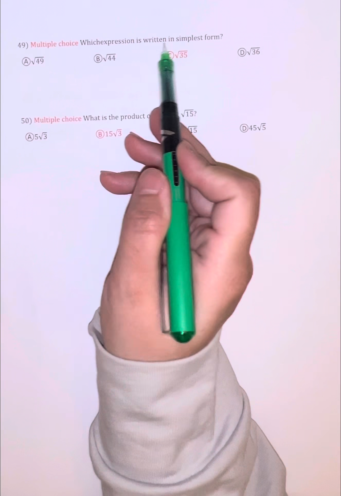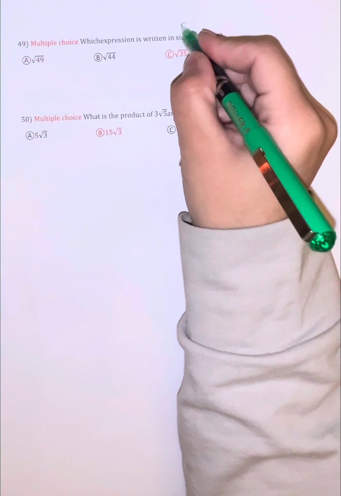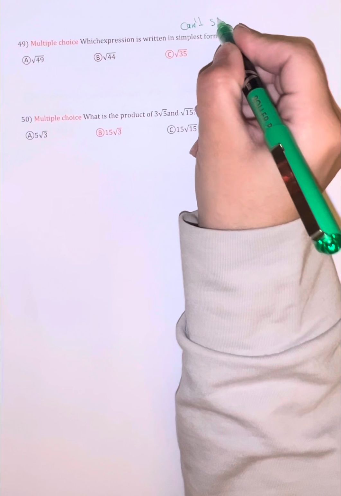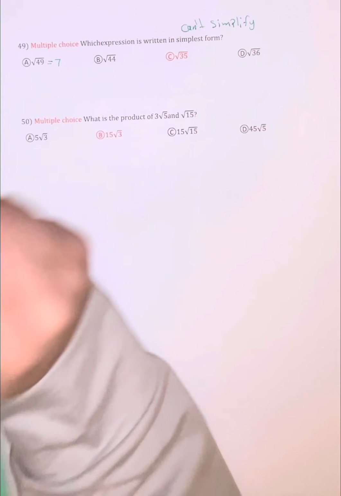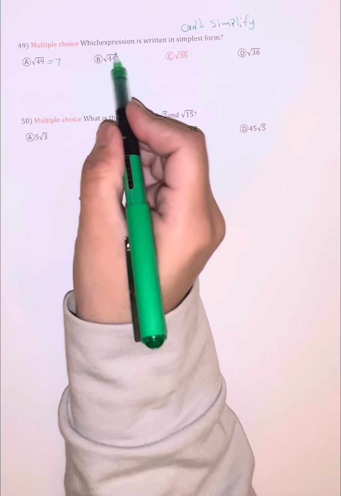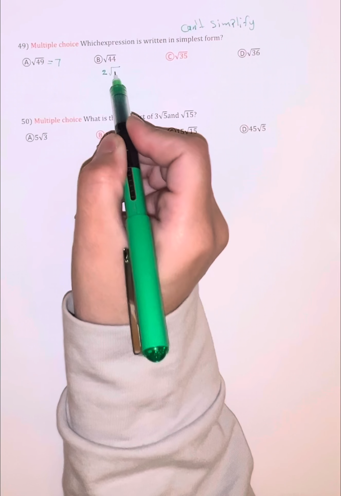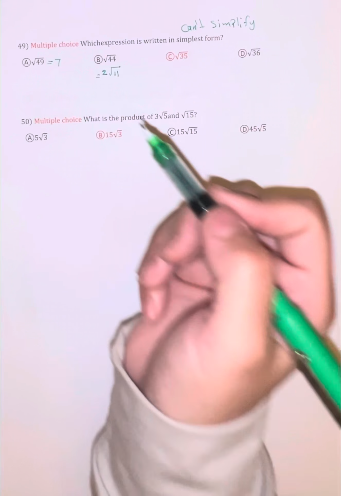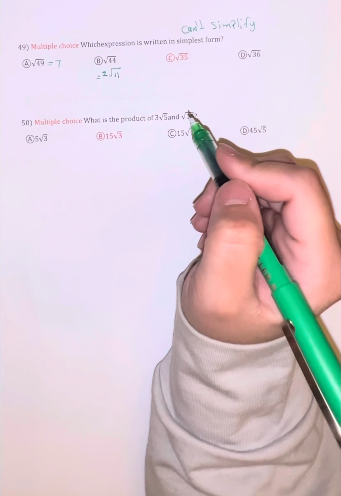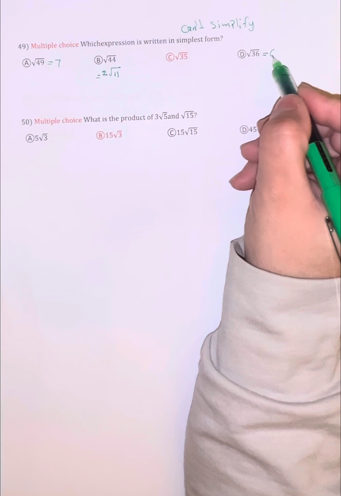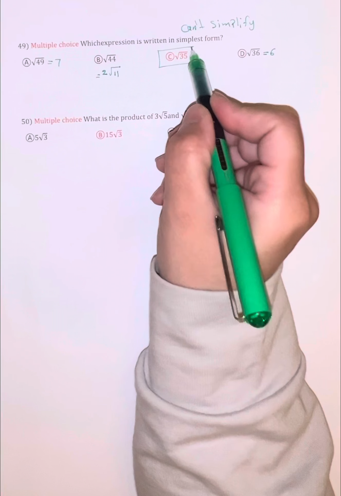And there are 2 multiple choice questions. Which expression is written in simplest form, which means we can't simplify, okay? As you see, this will be 7, okay? By factorization, this will be 2 square root of 11. That means we simplified, okay? 35, if we factorize it, we can't simplify. 36 is a perfect square, will be 6, so just this one we can't simplify.